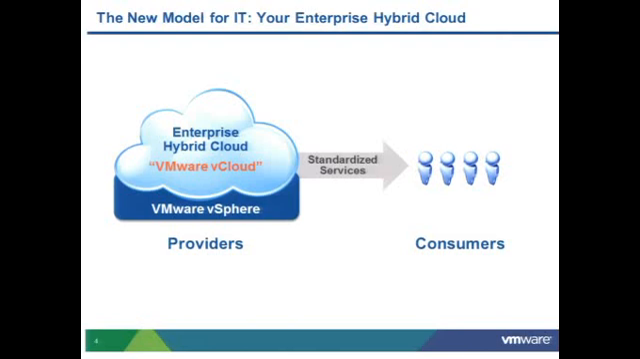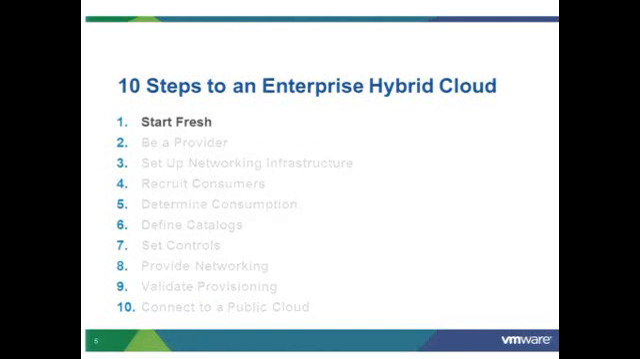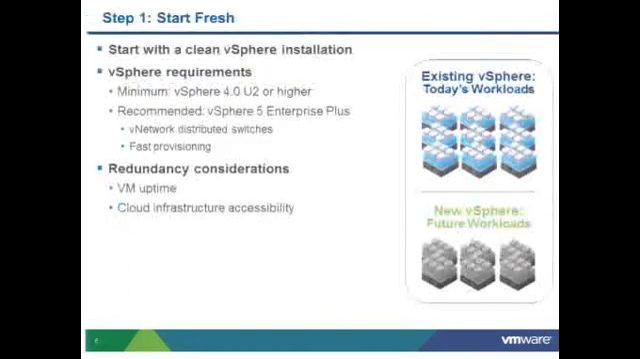So that being said, here are the 10 steps I'm going to walk through for building an enterprise hybrid cloud. The first step is to start fresh. We've got vSphere resources, and the question is, do we always have to start with a fresh vSphere installation, or can we get by with using an existing installation? Well, you could start with an existing vSphere installation, but as a best practice, we recommend having a brand new, fresh, clean installation for your cloud.